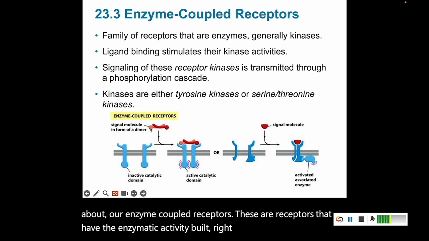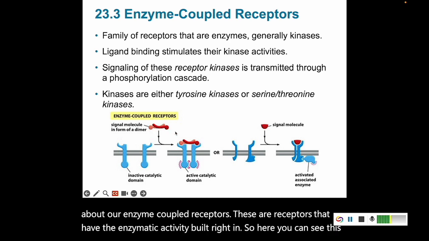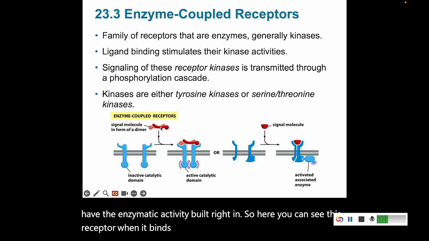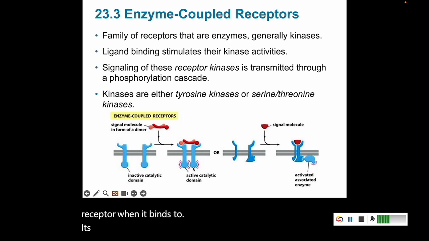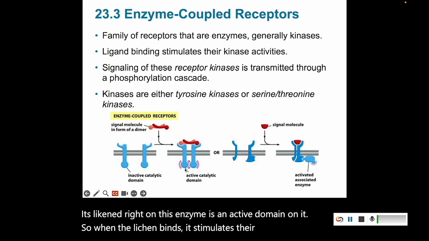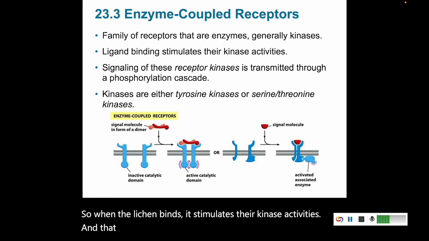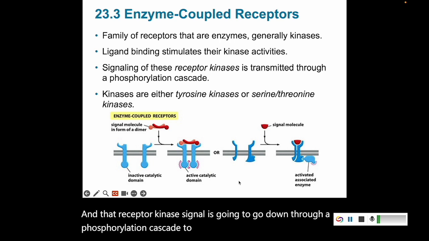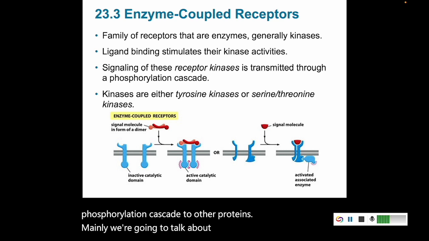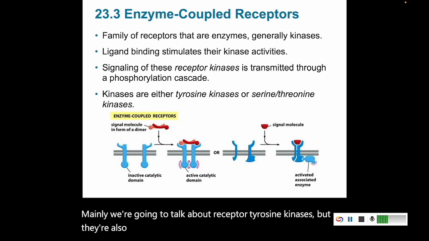So here you can see this receptor, when it binds to its ligand, right on this enzyme is an active domain on it. So when the ligand binds, it stimulates its kinase activities. And that receptor kinase signal is going to go down through a phosphorylation cascade to other proteins. Mainly, we're going to talk about receptor tyrosine kinases, but there are also serine threonine kinases that work pretty similarly.